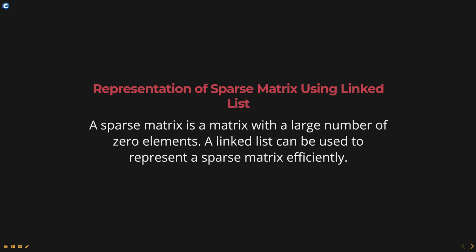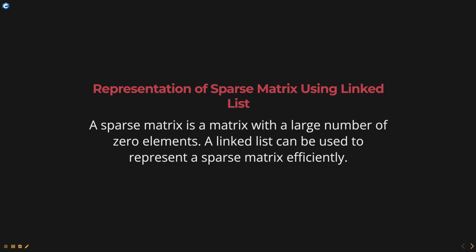For example, in a sparse matrix of 100 by 100 size, if there are only 10 non-zero elements, the linked list will contain only those 10 elements instead of storing 10,000 zero elements in an array representation.